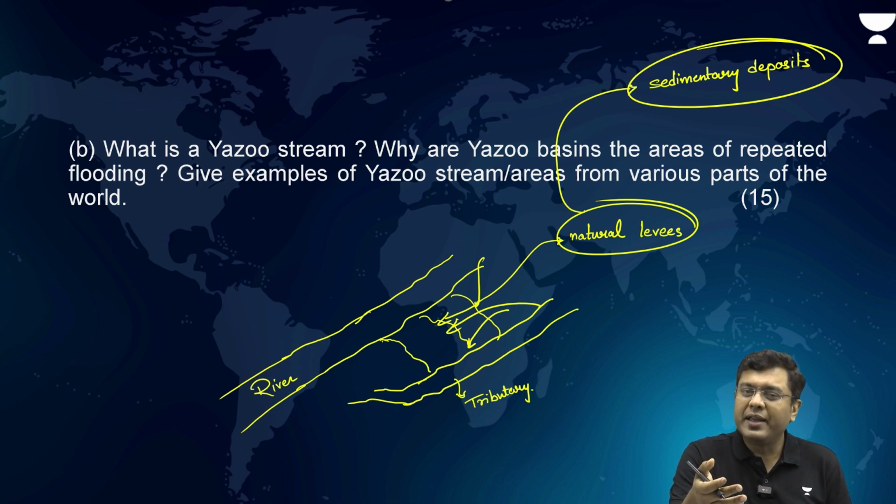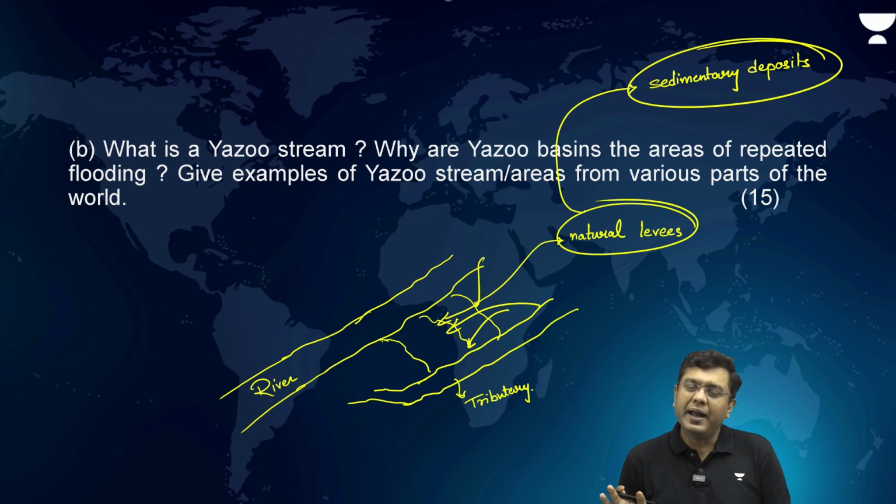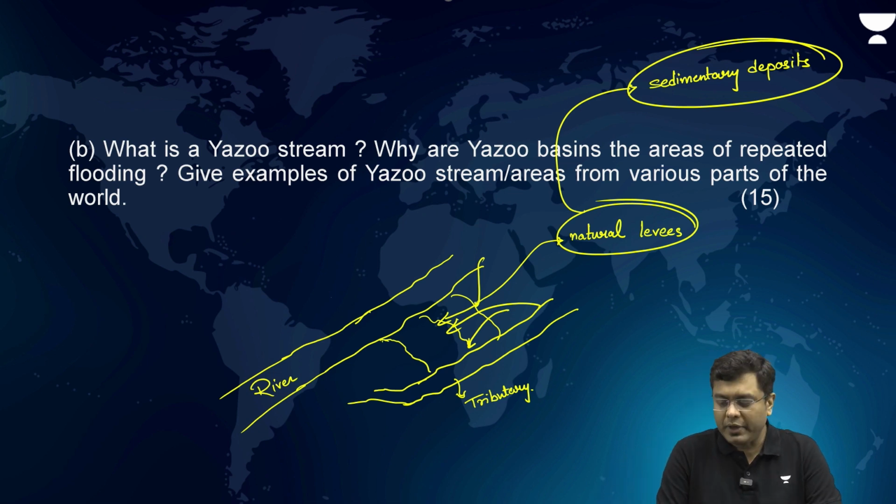So, for example, you can give the name of the Yazoo stream with Mississippi itself, or you can give the example of Tons and river Ganga. So, those examples could be highlighted about these Yazoo streams.